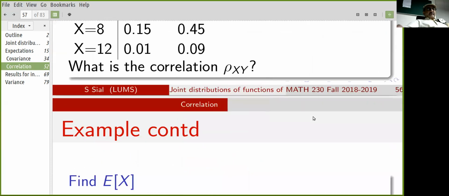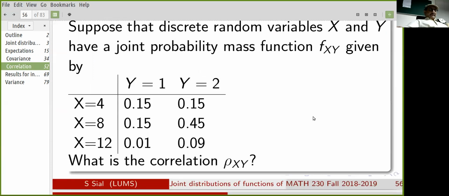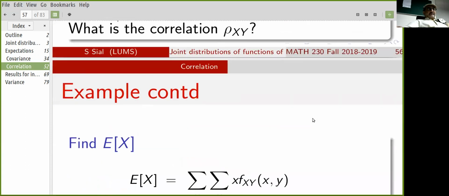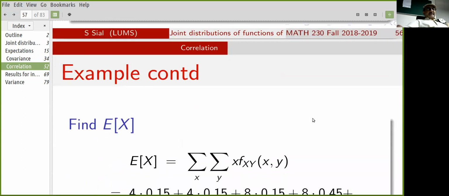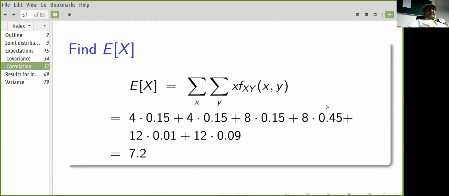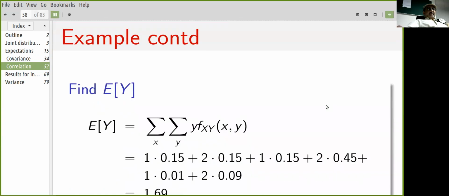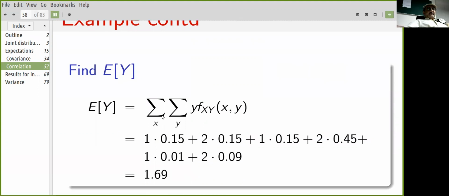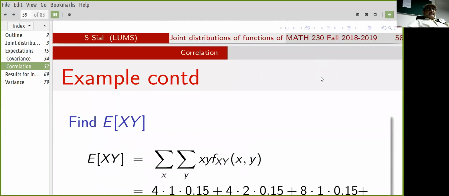Okay, so let's do the calculations that we need. We want the expectation of x, so we sum over x and y of x times the PMF f sub xy. If we do that, we get 7.12. Now we also need the expectation of y. So for the expectation of y, we sum over all x and y of y times the PMF f sub xy. And if we do all of those, we get 1.69.